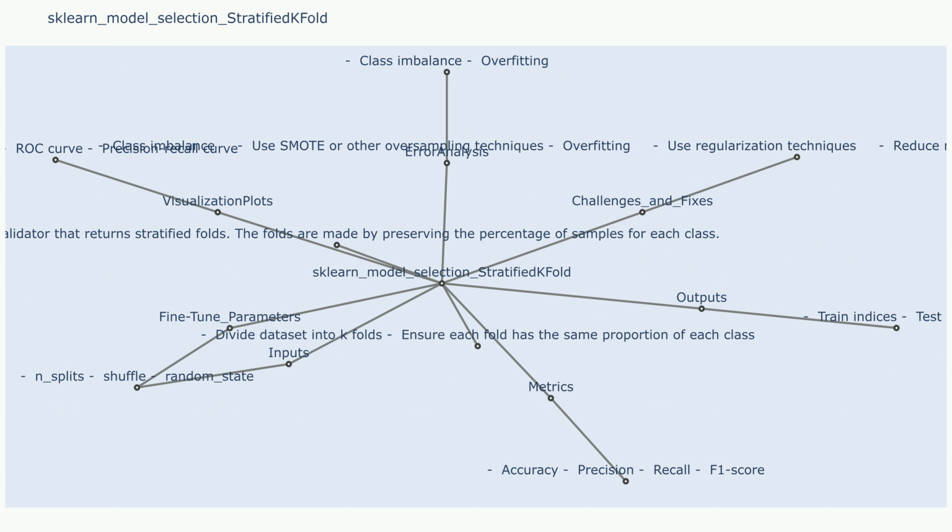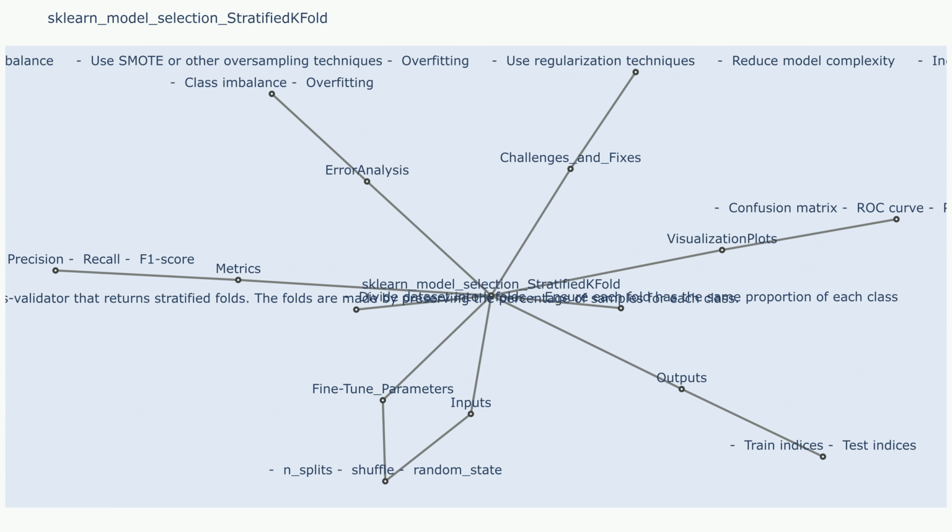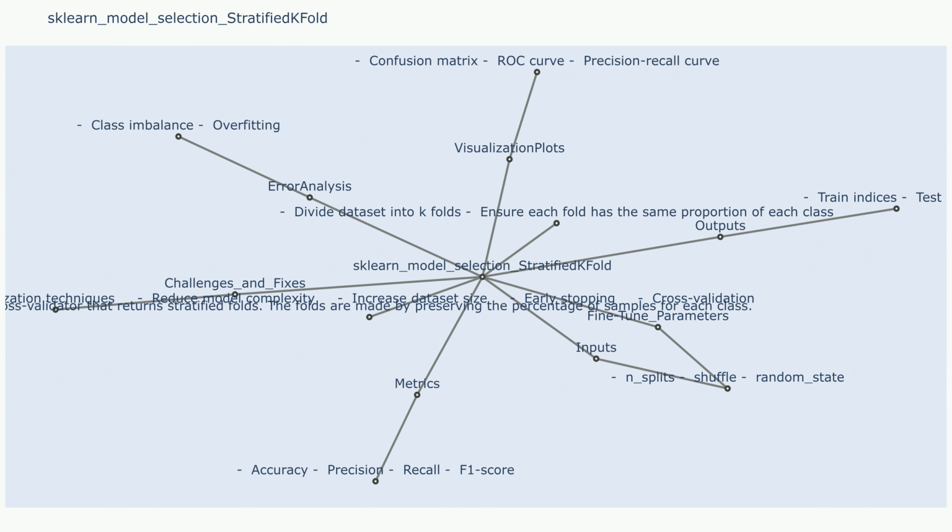Visualization plots. Confusion matrix, a visualization of the true positives, true negatives, false positives, and false negatives. ROC curve, a plot of the true positive rate against the false positive rate. Precision recall curve, a plot of the precision against the recall.